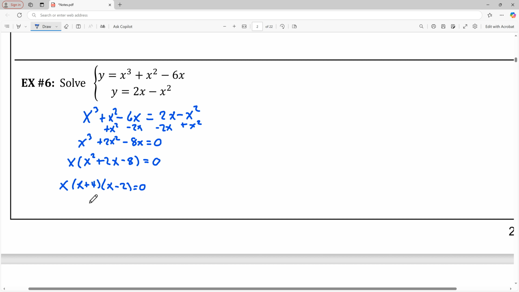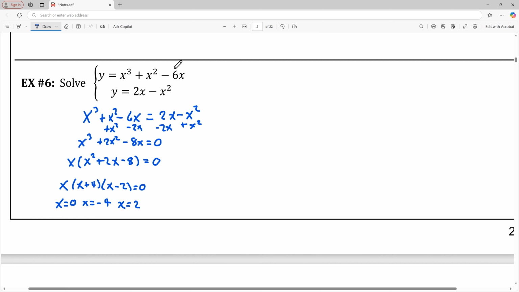We now need to set all 3 of these equal to 0. So I get x equals 0. I get x equals negative 4. And I get x equals positive 2. So we got 3 values for x. Does not mean we're done though. We now need to get the values for y.